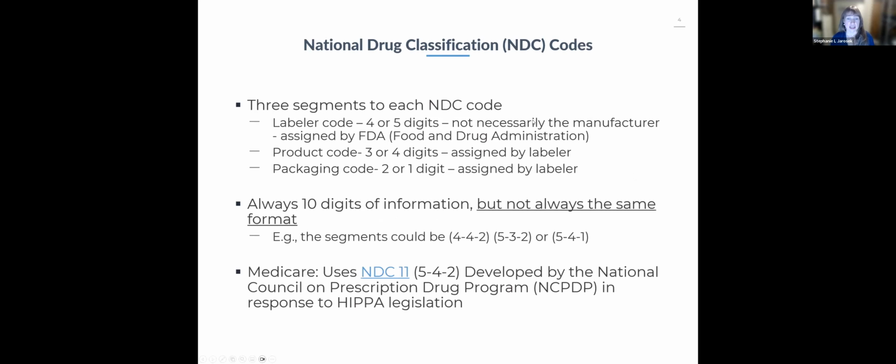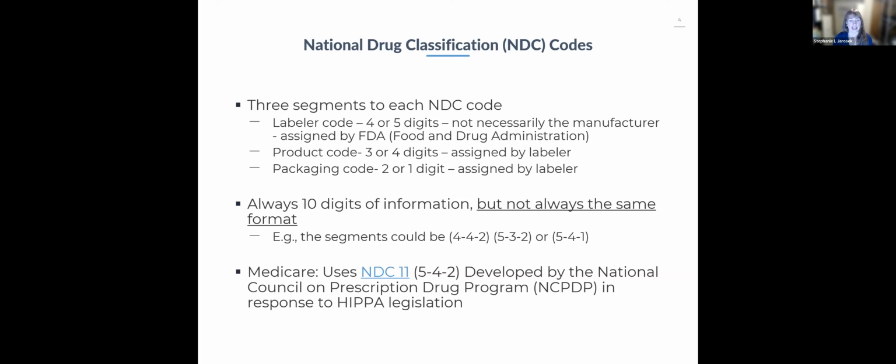This is the information from the code book. There are 3 segments to each NDC code. These are national standard codes that are used by pharmacy labelers. There's a labeler code. So this says who labels it. It's not necessarily the manufacturer. This would be assigned by the FDA, the Food and Drug Administration, and this could be 4 or 5 digits. There's a product code that could be 3 or 4 digits, which is assigned by the labeler. And there is a packaging code, which could be 2 or 1 digit, also assigned by the labeler.